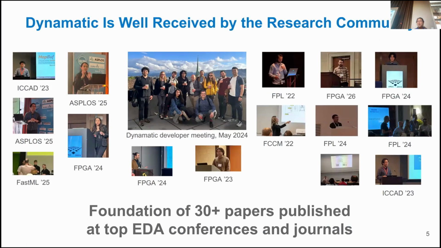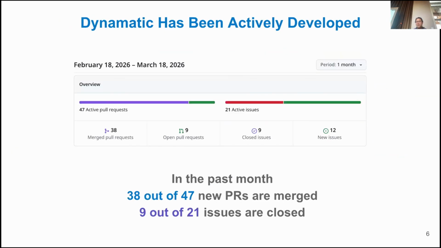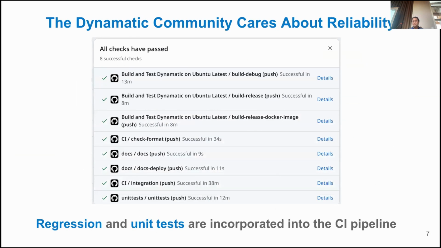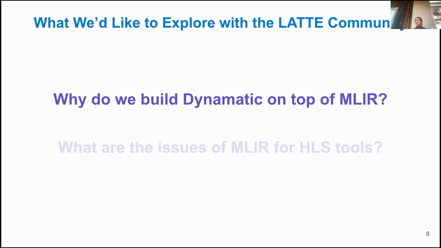For instance, the research community really loved the tool, and we have seen over 30 papers published at top conferences and journals. Also, we are actively developing the tool, and in the past months, many PRs have been merged, and we opened and closed many issues. We also care a lot about reliability. In fact, every commit to the main branch is monitored by automatic regression tests and unit tests to prevent all sorts of problems. So what would we like to share with the LATTE community?